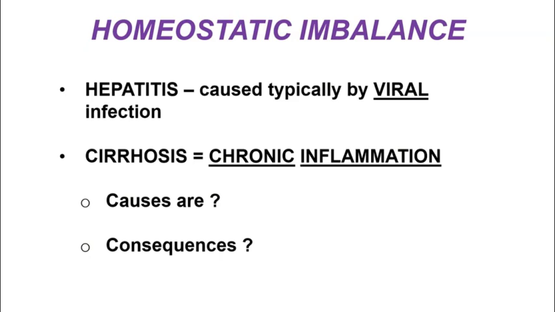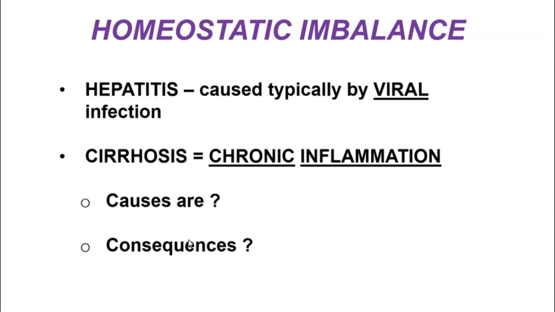So looking at some homeostatic imbalances of the liver, we see that hepatitis is a viral infection that impairs liver function, and cirrhosis of the liver is caused by chronic inflammation of the liver. Two causes of cirrhosis of the liver are chronic hepatitis, that is chronic viral infections of the liver that are going to slow down the hepatocytes' ability to work properly, or even heavy alcohol use, which will eventually cause inflammation of the liver and liver cirrhosis.